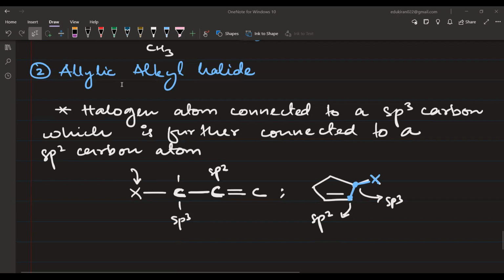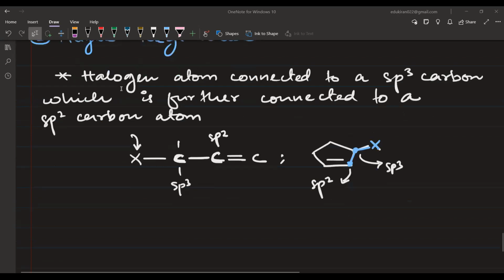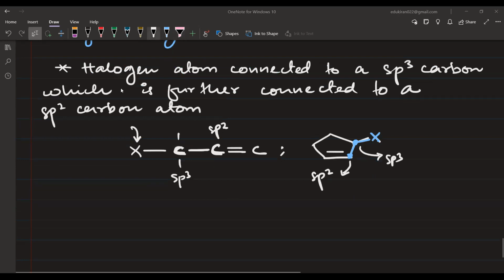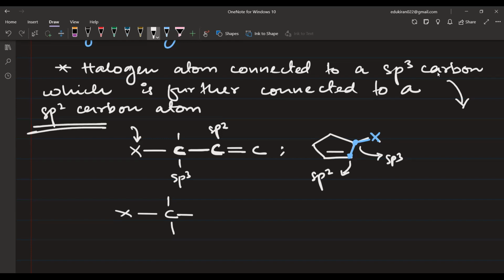Halogen atom connected to a sp3 carbon. Wait. sp3 carbon atom. Does it have any double bond or triple bond? Tell me. sp3 carbon. No. So see here, halogen atom. It will be connected to a carbon atom. So this will have all single bonds. Carbon can have 4 bonds. All will be single. Now read next. Carbon atom which is further connected to a sp2 carbon. That means this carbon atom should be connected to what? A sp2 carbon, yes or no? Yes. Right. And sp2 carbon has double bonds. If there's a double bond here, there will be another carbon here. Got it? Yes, sir. Okay.